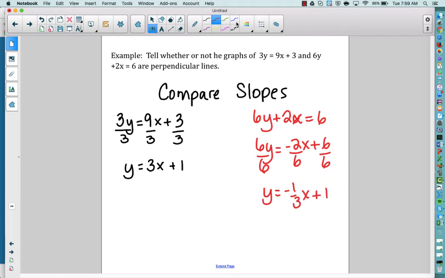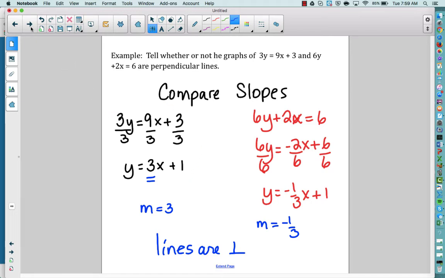Okay, so I compare the slopes. So this one has a slope of 3. This one has a slope of negative 1/3. Are they opposite reciprocals? They are opposite reciprocals, so we could say the lines are perpendicular. Remember, they have to be opposite reciprocals to be perpendicular lines.